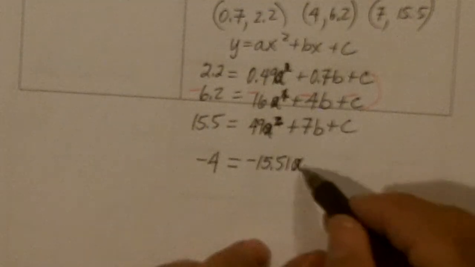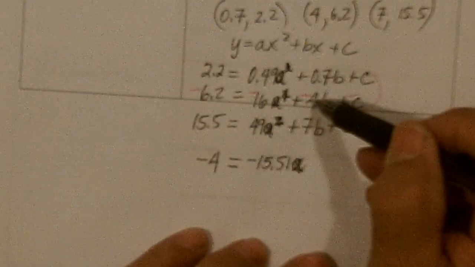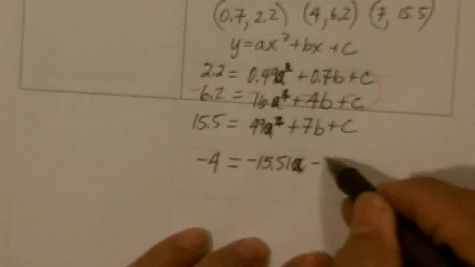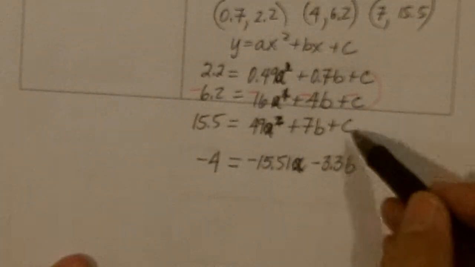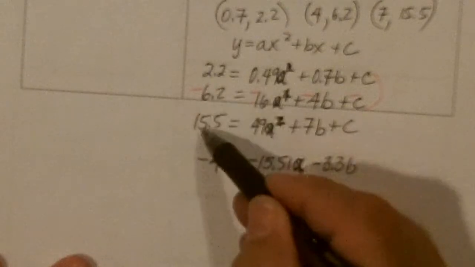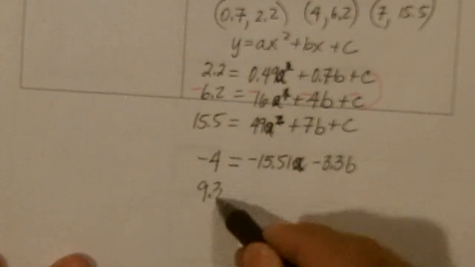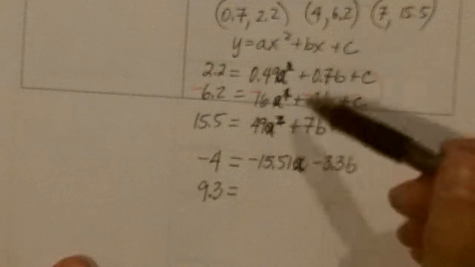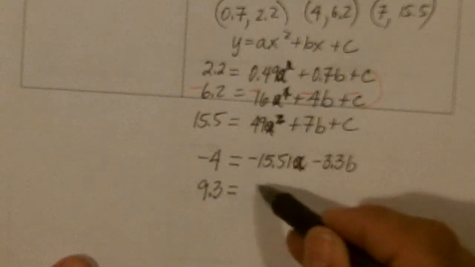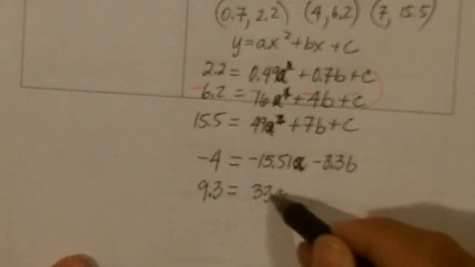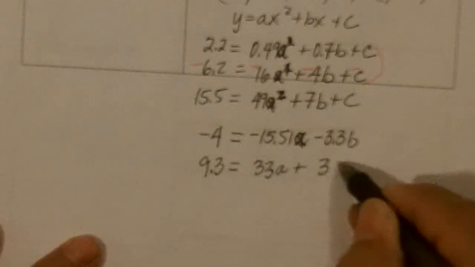Some of you might be saying, what the heck is he doing? So it should be -15.51A, and 0.7 added to a -4 is -3.3B. If I add the bottom two, the c's will cancel out, and I'll get -6.2 added to 15.5 is 9.3 equals, and -16 plus 49 is 33A, and -4 plus 7 is plus 3b.